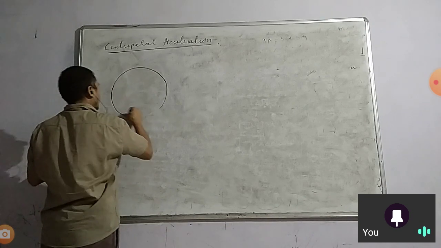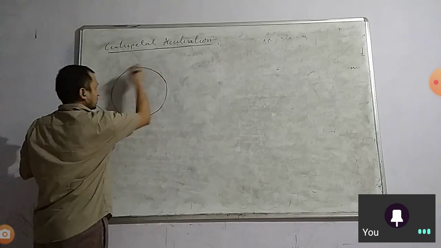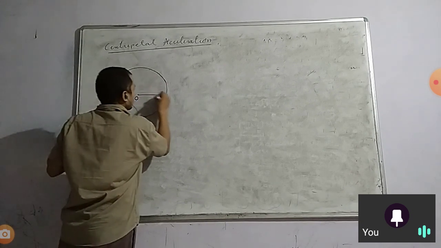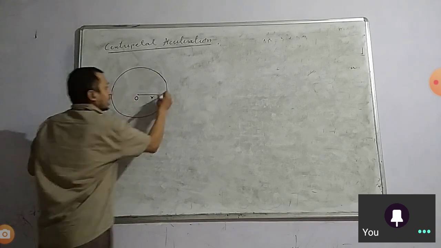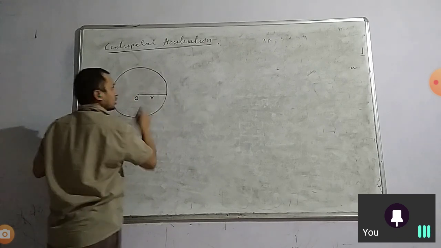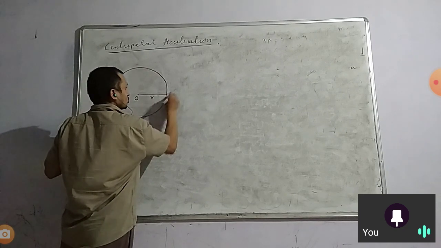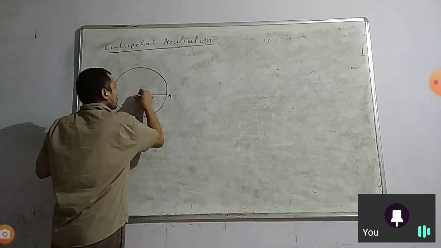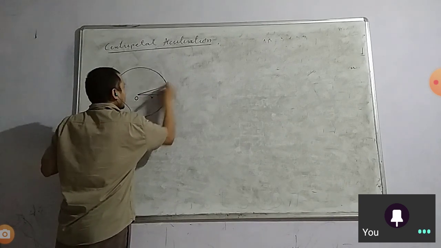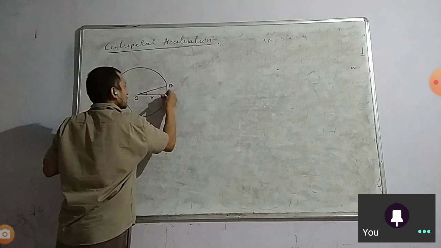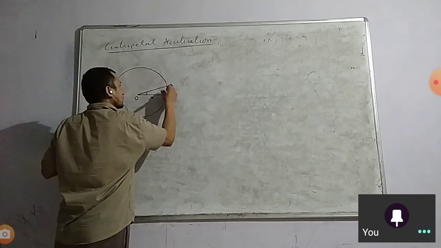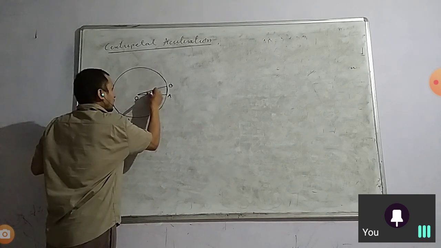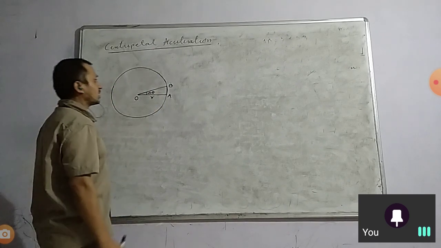This is the circular path we have taken, with center O, and this is the radius of the circle. The body is initially at the point A. After some time, by describing a very small angle delta theta, it reaches the point B. In this direction it is moving along the circular path. The angle described by the body is delta theta.